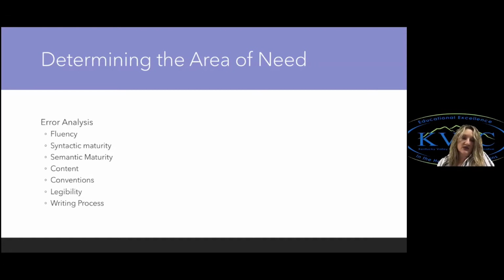So we're going to look at fluency, syntactic maturity, and semantic. Do they have issues with content? Do they have issues with conventions? Do they have issues with legibility? Or is it the actual writing process that they have trouble with? Reading it, revisiting, reviewing, editing, those kinds of skills.